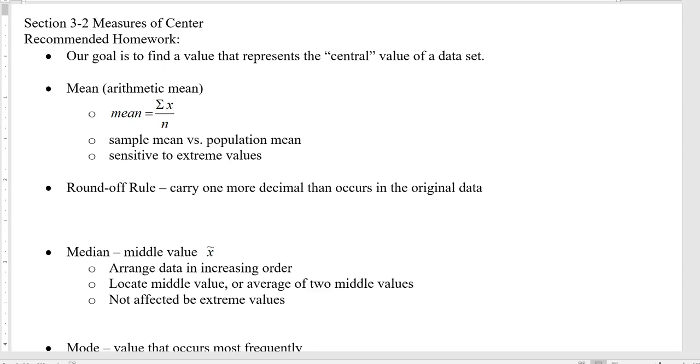So for section 3.2, we're going to look at measures of center. The first one we're going to look at is the mean. A lot of times we think of this word, we know the word average. So if you're already comfortable with that, that's fine. But in statistics, we do call it the mean.